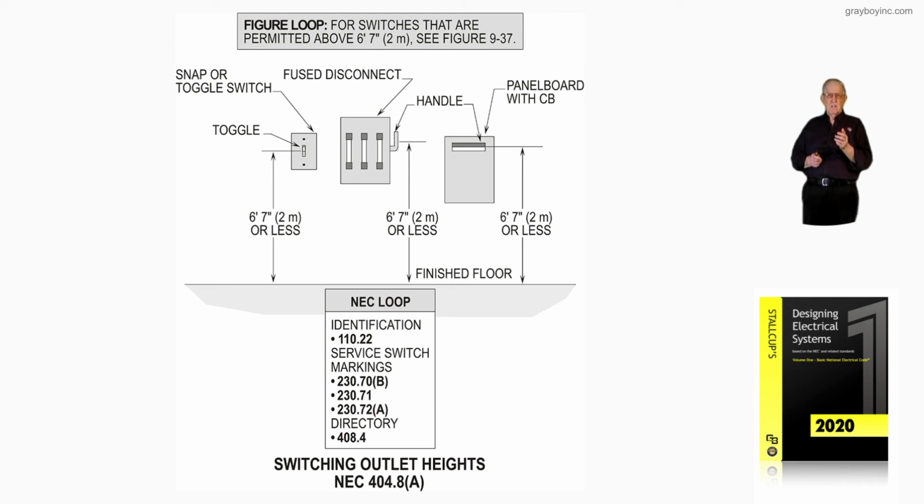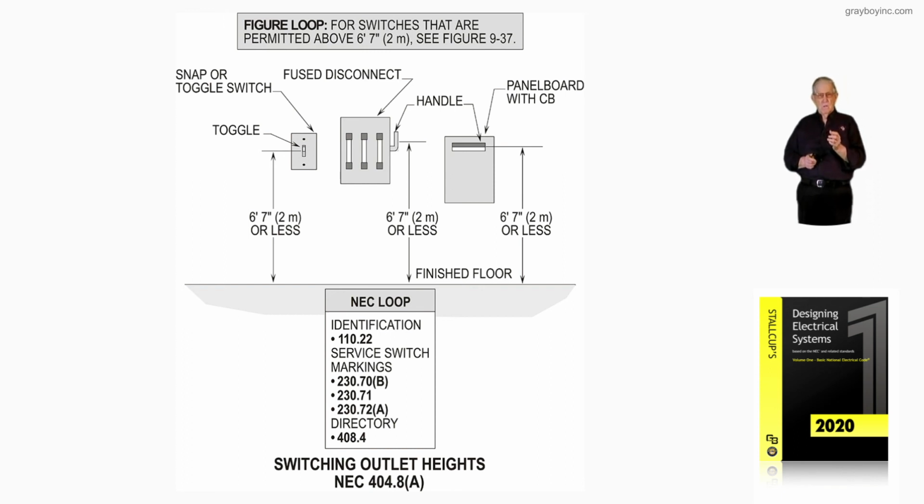230.71 allows 2 to 6. 230.72A says, yeah, they have to be grouped. And then the directory is 408.4. And any service subpanel has to have a directory. And the directory will identify what each switching device controls and supplies. And if you add circuitry to an existing branch circuit, then you've got to correct that directory in accordance with 408.4.